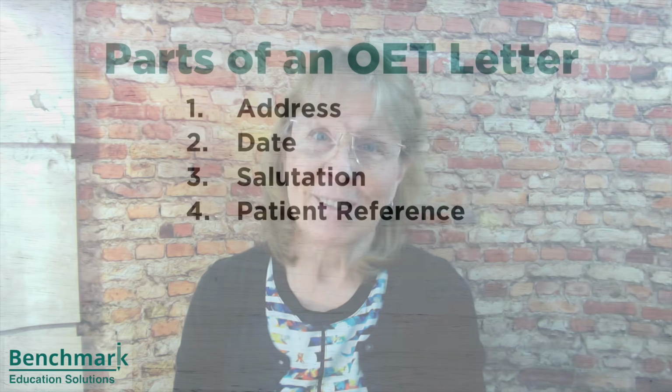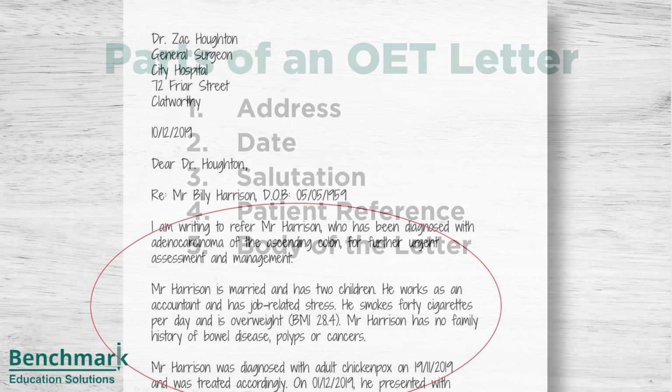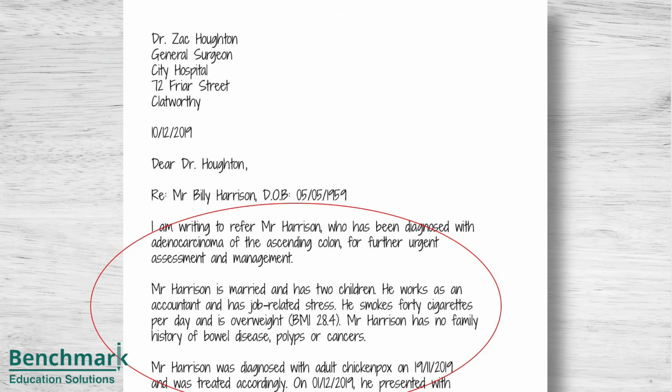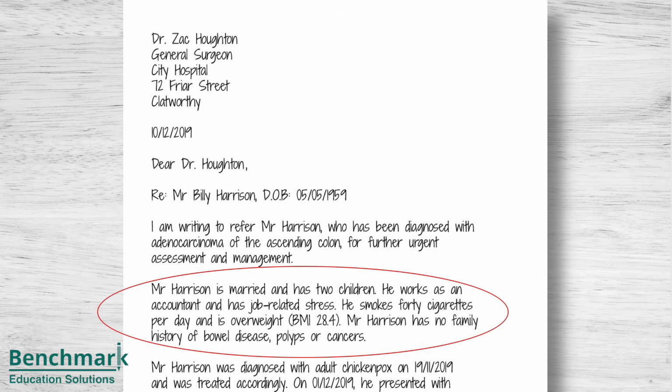After the patient reference, now we come to step 5, the body of your letter. Leave another line space and begin writing. Just like any formal letter, an OET letter also contains an introductory paragraph that summarizes why you are writing. The next 2 or 3 paragraphs should cover the relevant information from the case notes.